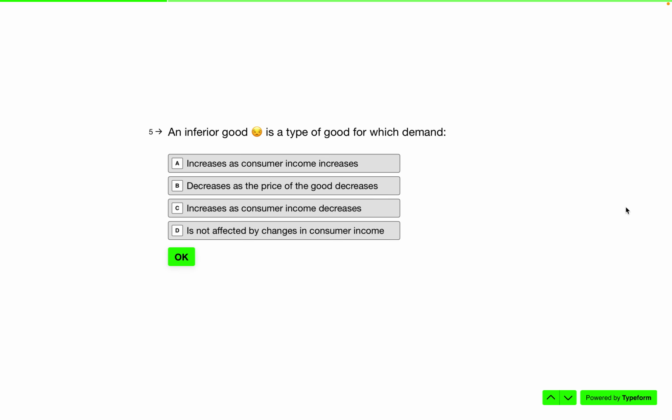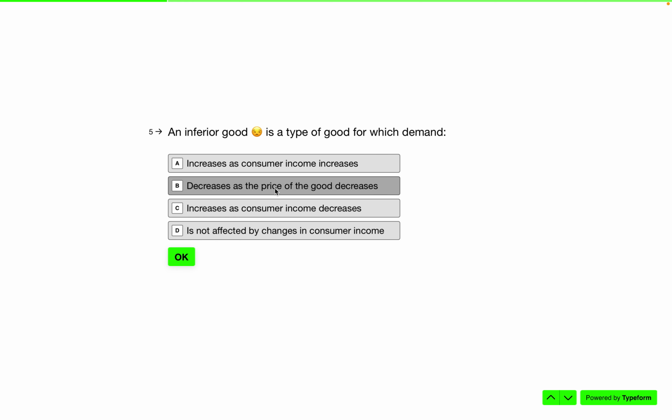An inferior good, cup noodles, for example, is a type of good for which the demand either increases when the income goes down or it decreases when income goes up. So let's see if any of these match that. Increases as consumers' income increases? Nope. Decreases as the price of a good decreases?